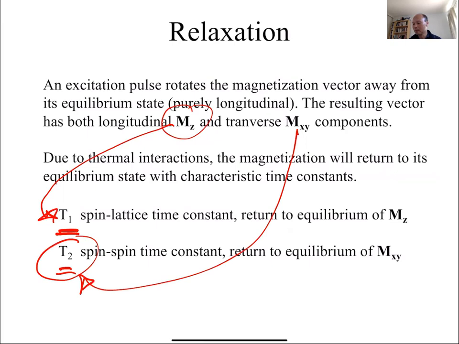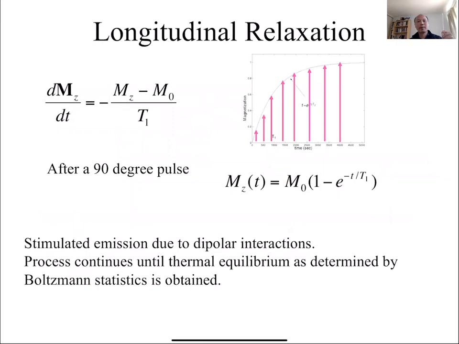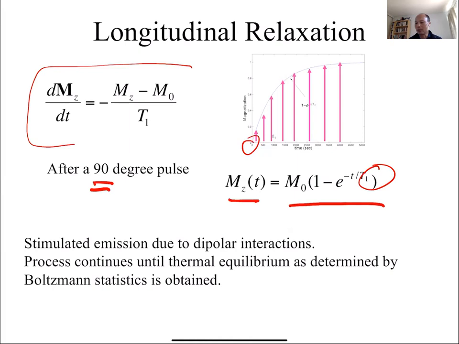So let's talk about T1 relaxation first. Remember, this is the equilibrium value of the Mz component. It always wants to go back to this equilibrium position, right? So when I tip it away, let's say I do a 90-degree flip angle, now it starts at zero. What's going to happen is this Mz component is going to gradually increase exponentially back to its equilibrium position. For example, after a 90-degree flip angle, Mz(t) will recover according to this equation, where T1 is the time constant. This is the equation of motion of the Mz component.